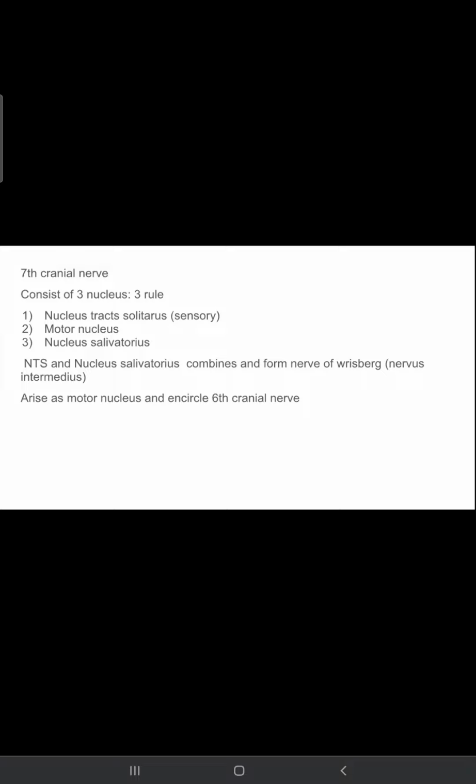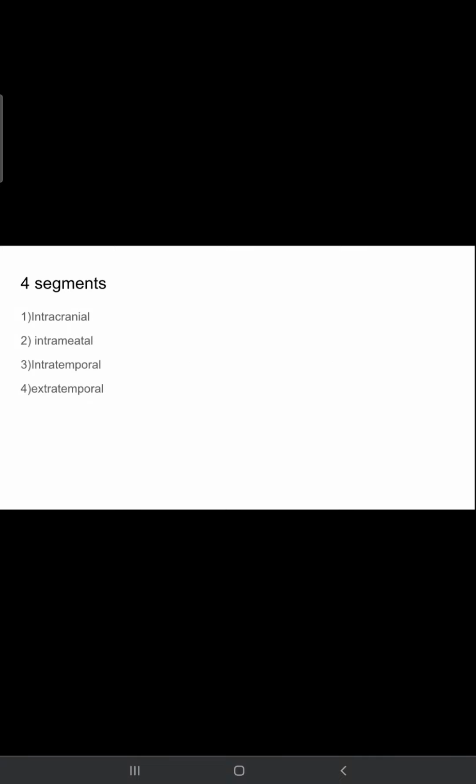Okay, so the nucleus tractus solitarius and the nucleus salivatorius combine and form the nerve of Wrisberg, also called nervus intermedius. Now this facial nerve initially arises from the motor nucleus and it encircles the 6th cranial nerve. It is composed of 4 segments: intracranial, intrameatal, intratemporal, and extratemporal. These are the 4 segments. With this we can remember the whole course of the facial nerve.